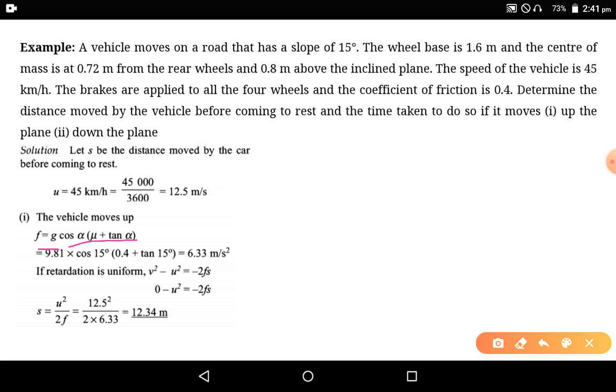In this case the formula for retardation will be the same, only there will be a change in the minus sign before tan alpha, and you will get the value of retardation as 1.25 meters per second squared, right? And put this in the equation of motion, you will get the value of s, which is the distance traveled by the vehicle before coming to stop, and in the other equation after putting the values you will get the value of time, and the time is coming as 10 seconds, right?